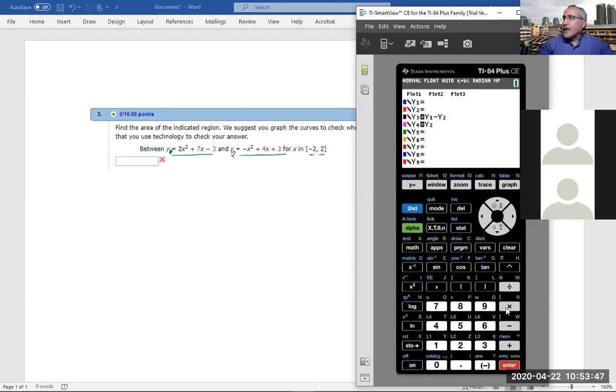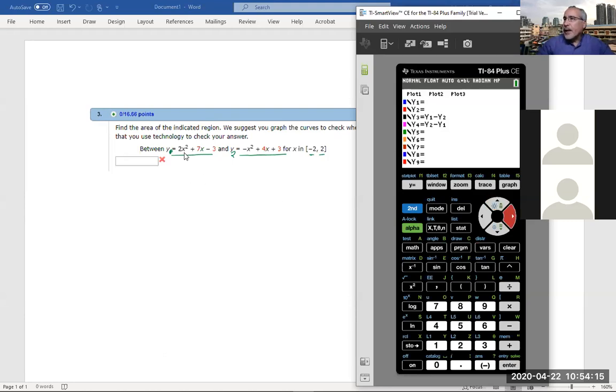So this is going to be y2 minus y1, using the Y-VARS, function y1. If you wanted to, you could leave these set up in your calculator, and then you could just turn them off when you don't need them, because you wouldn't use them at the same time. So I'm going to turn them off right now, but they'll be there when we need them.